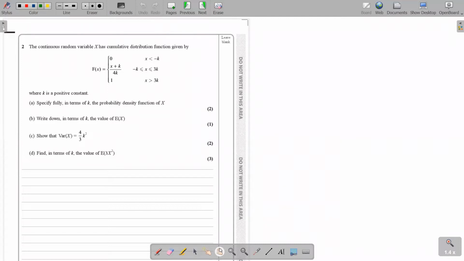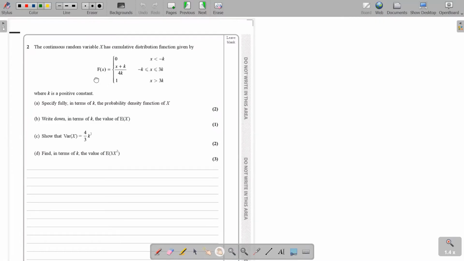Okay, so now we move on to question number 2. The continuous random variable X has a cumulative distribution function given by, okay, capital F(x) is given by (x plus k) divided by 4k, where x is defined from minus k to 3k. They say here, specify fully in terms of k the probability density function of X.